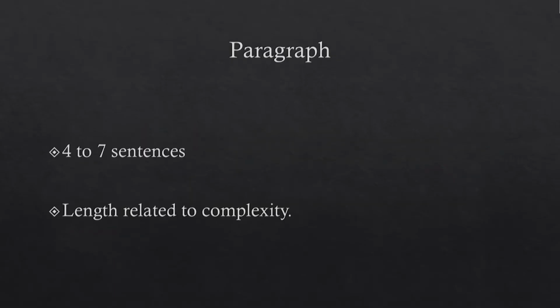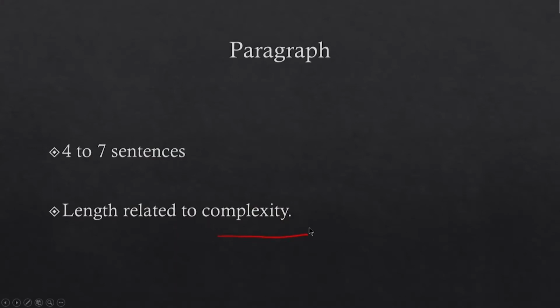Usually a paragraph runs up to 7 sentences. It can be anywhere between 4 to 7 sentences, but again the length depends on the complexity of the idea that is elaborated or discussed in that particular paragraph.